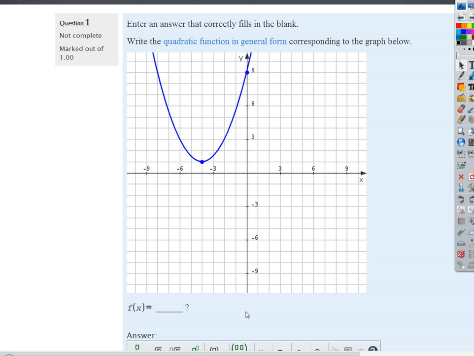Suggestions. I have no idea. X squared plus 4 plus 1. Well, we know the vertex. Okay, now let me get your attention up here, please.